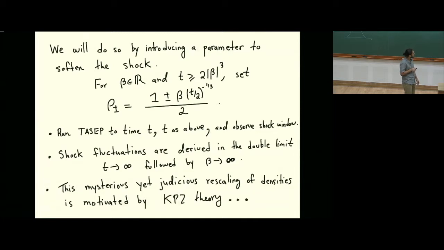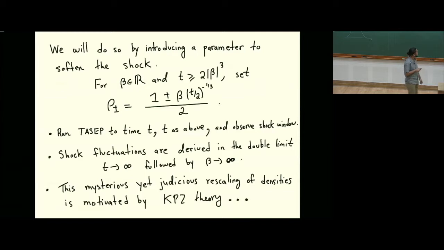So I will write rho plus minus as 1. Okay, so it's some perturbation around 1/2. So it's 1 plus minus some parameter beta, which I introduce, beta times t to the minus 1/3, where t is also some parameter, but this parameter is TASEP time. So you take large TASEP time, you introduce some beta, and you write rho plus minus in this form. So now the difference between rho plus and rho minus is about beta t to the minus 1/3. It's very small if t is large.